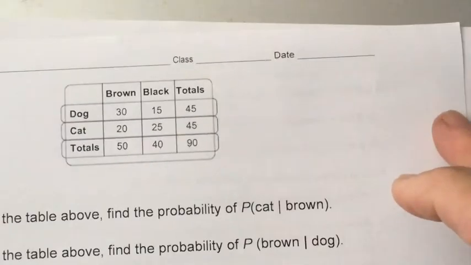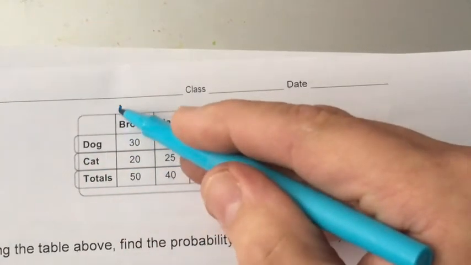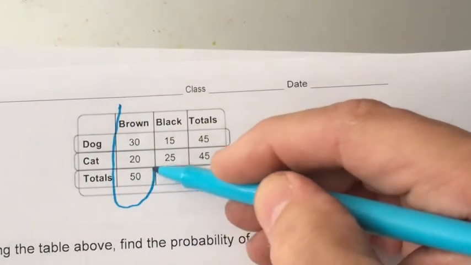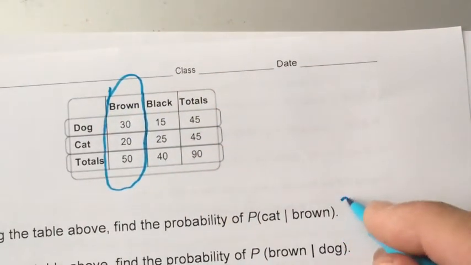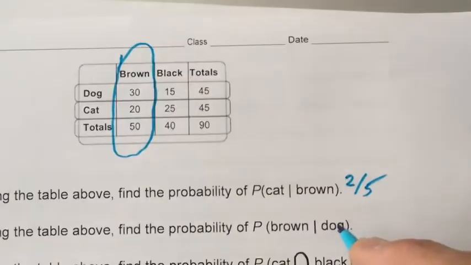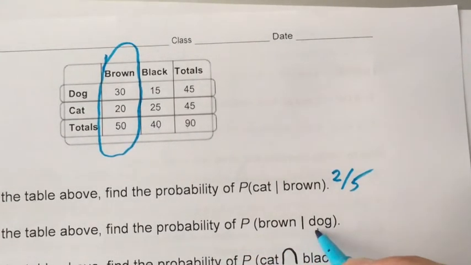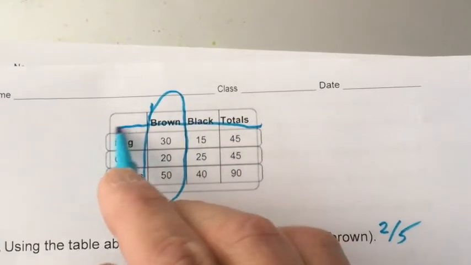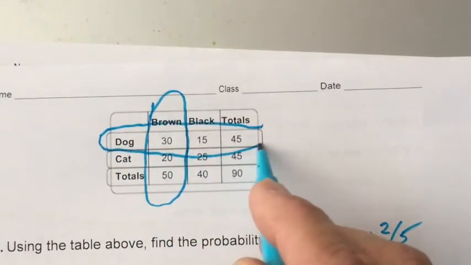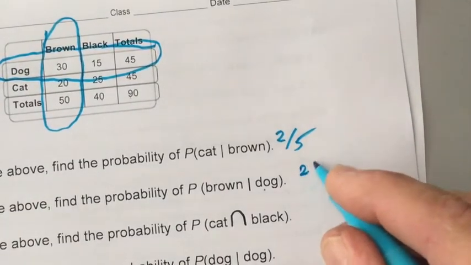What's the probability that you got a cat given that your animal was brown? Well, if your animal was brown, there were 50 of those. 20 of them were cats, 2 out of 5. Given that you got a dog, what's the probability that you got a brown one? Well, there were 45 altogether. 30 of them were brown. That's 2/3.